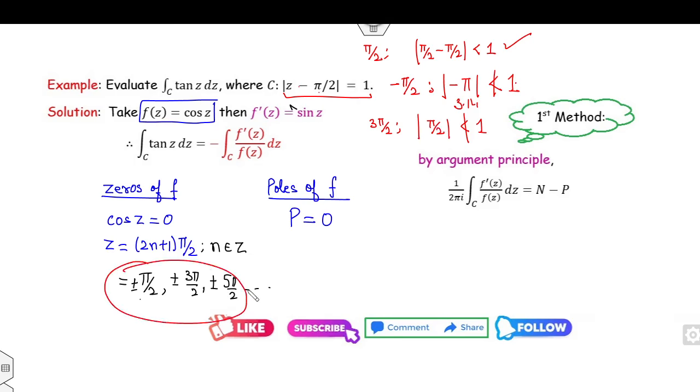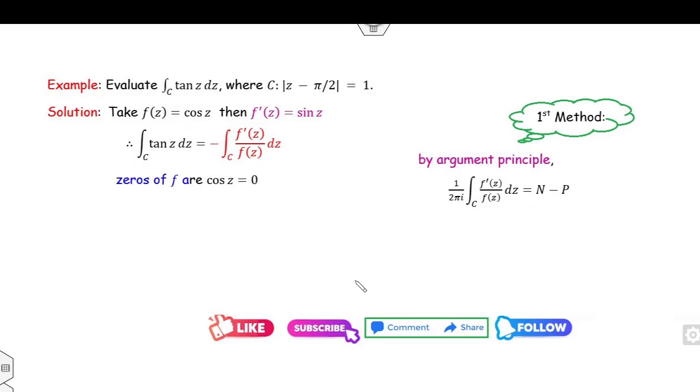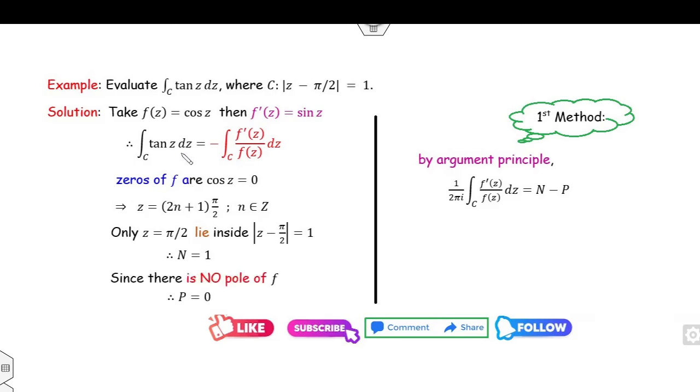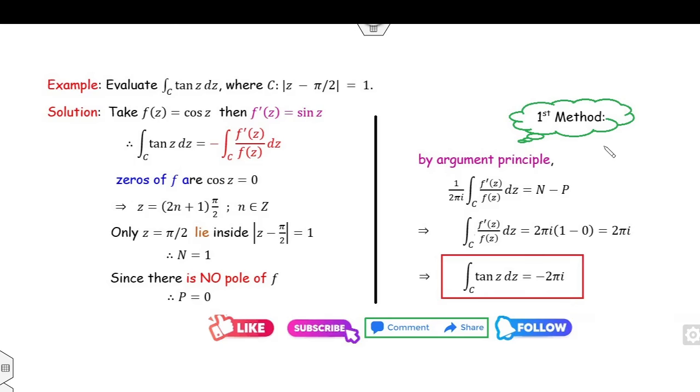The only zeros which satisfied correspond to plus pi over 2. So number of these zeros, how many came? Only 1. Only one zero came, you can see. Fine. And number of the poles are 0. So you can substitute the value 1 minus 0. Multiply by 2 pi iota, because we have to find the value of tan. So that number will be 2 pi iota. Fine. And the final answer, because of the negative sign, answer is -2 pi iota.